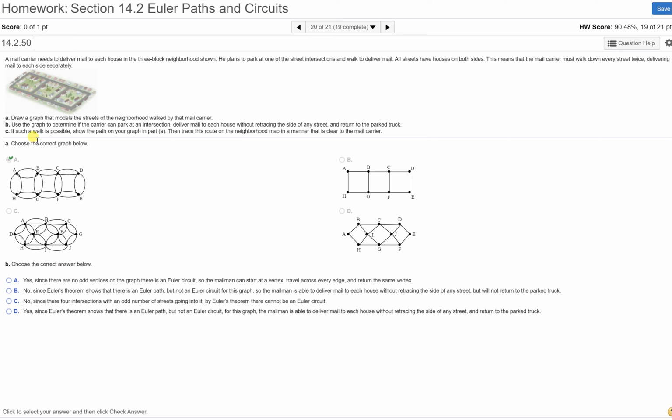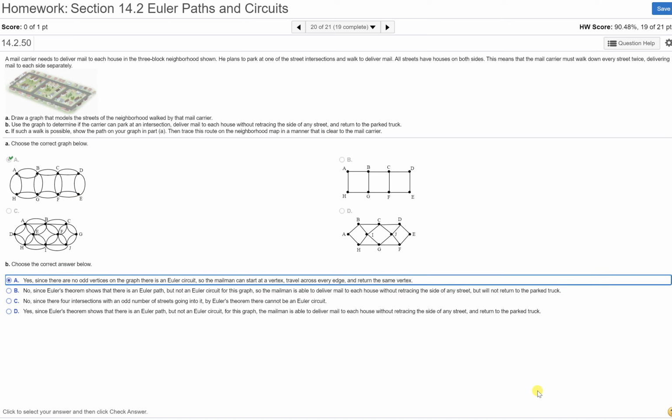What's the question? Use the graph to determine the carrier's route per intersection, deliver, and so on. Okay, so is it possible to deliver everything going over each street once? So let's see, A has 1, 2, 3, 4. 1, 2, they all have 4, I think. 1, 2, 3, 4, 5, 6. So 6, 6, 4, 4. Yeah, they're all even.